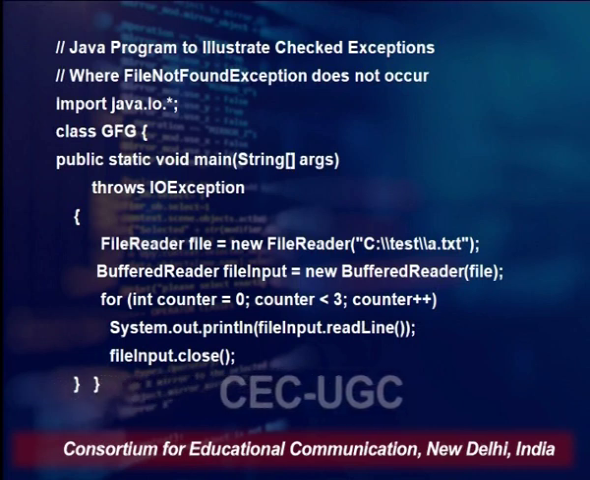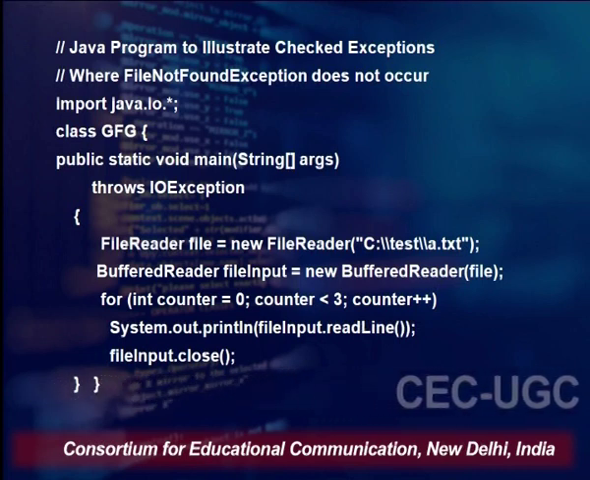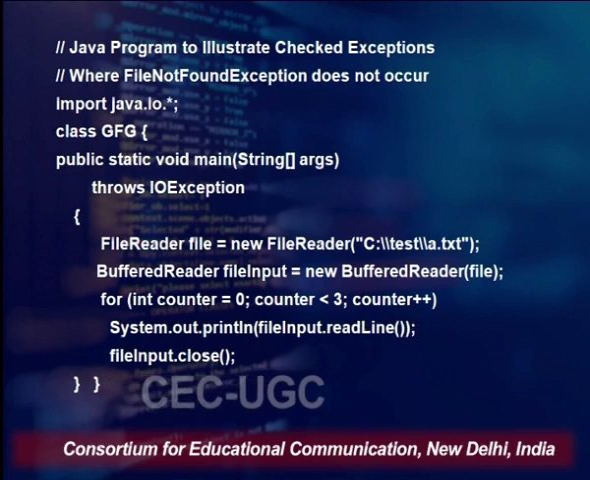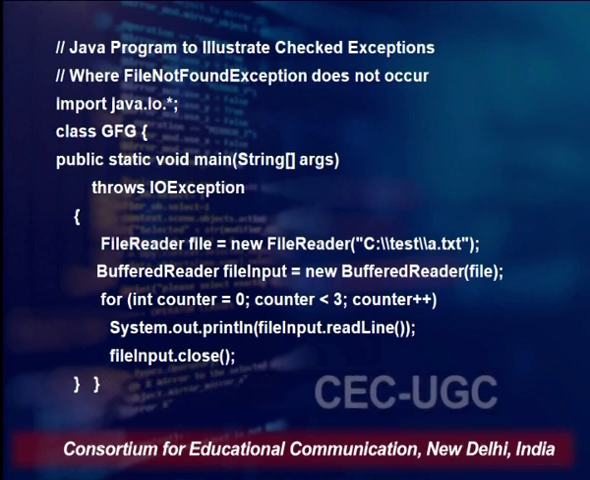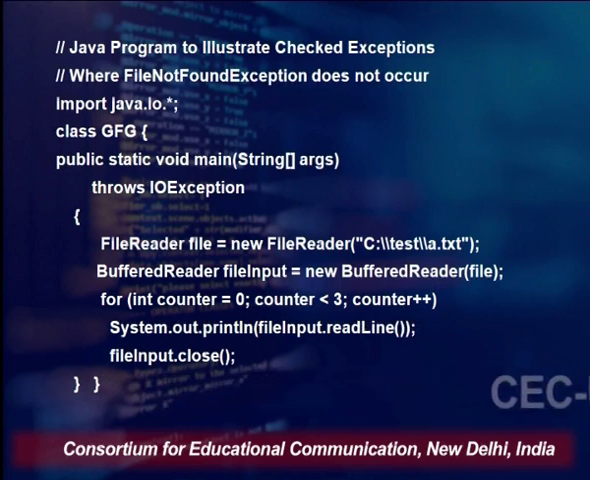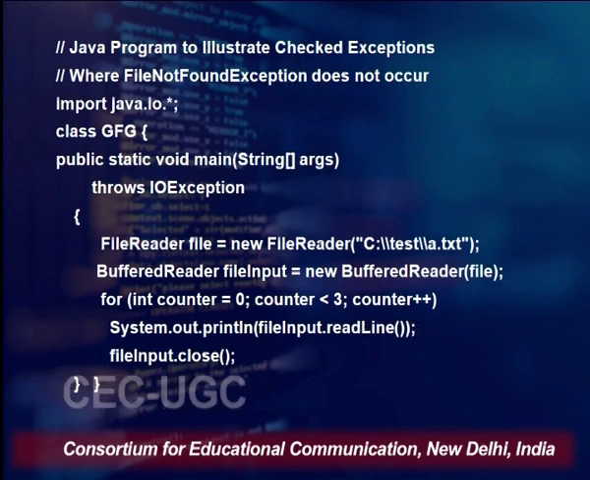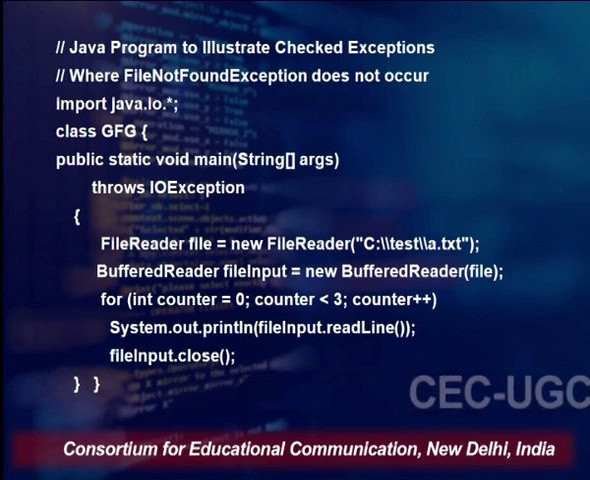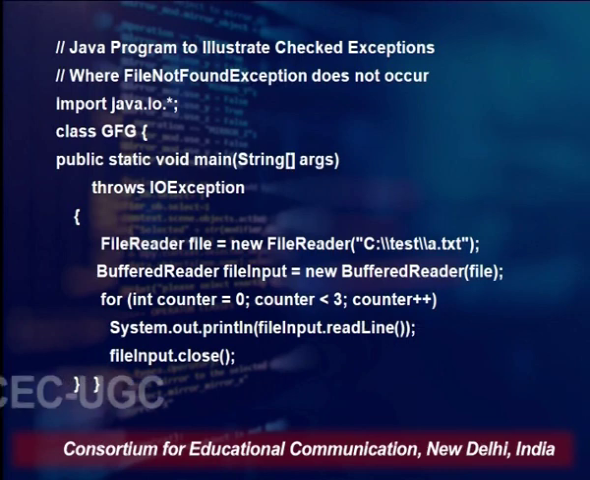So, for int counter equals 0, counter less than 3, counter plus plus, we need to print System.out.println(fileInput.readLine()) and then fileInput.close(). Now, when you compare this version with the previous version, what is the difference? The difference is the words throws input output exception, which is written with the main function.